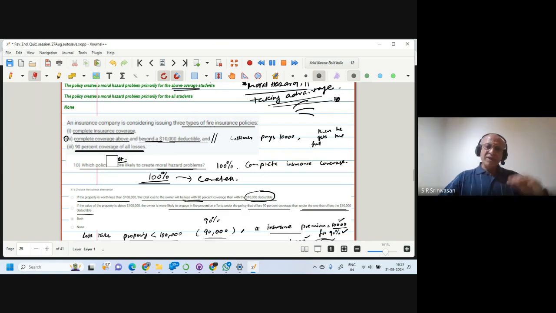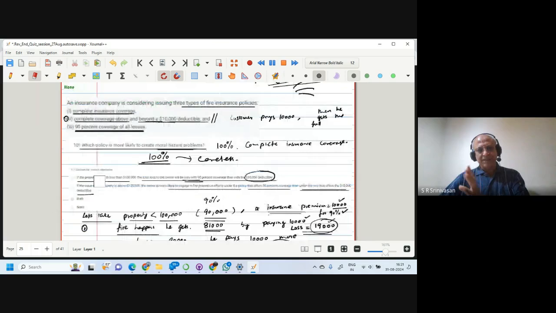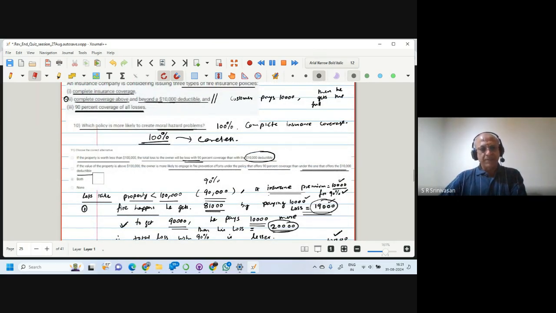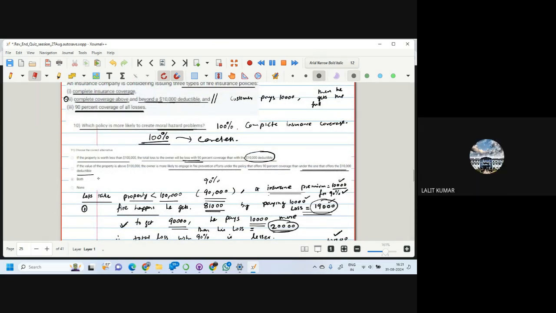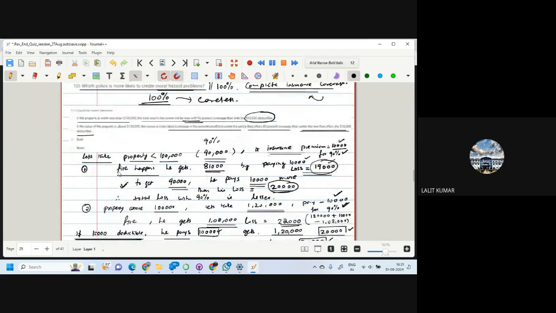For this example, we can assume complete loss because it makes it easier, so we can use the same approach. First, which policy is more likely to create a moral hazard problem? It is the complete insurance. When he knows that he will get the full money back, that is when the moral hazard arises, and he becomes careless and is not taking care of the property or car or anything.